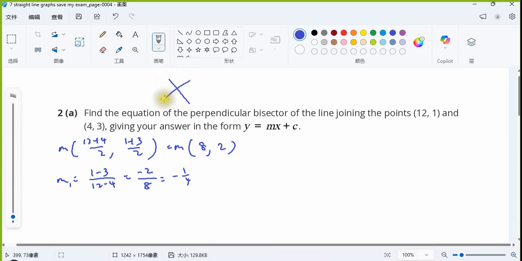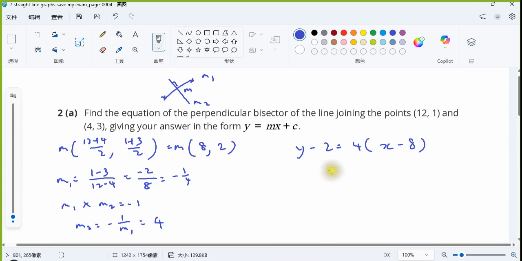So for the perpendicular bisector, we have gradient 1 and gradient 2. We know that gradient 1 times gradient 2 equal to negative 1. So gradient 2 is negative 1 over gradient 1. Then it's 4. So y minus 2 equal to 4 times x minus 8. So 4x minus 32 plus 2. So y equal to 4x minus 30.